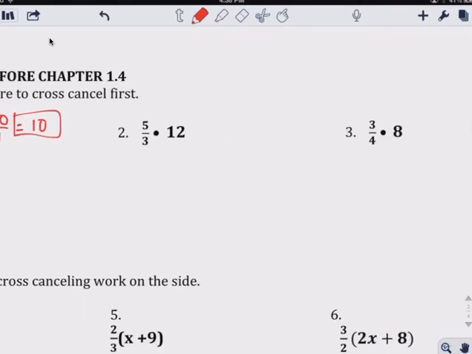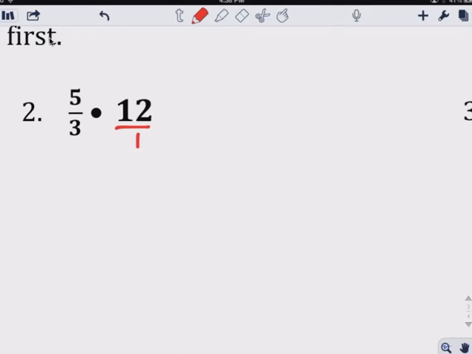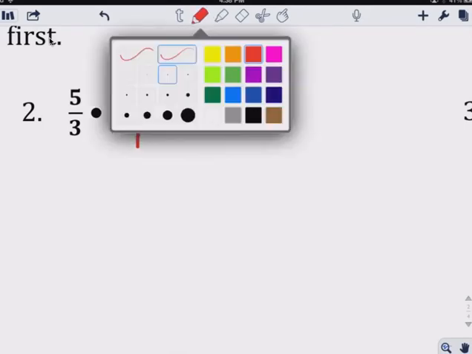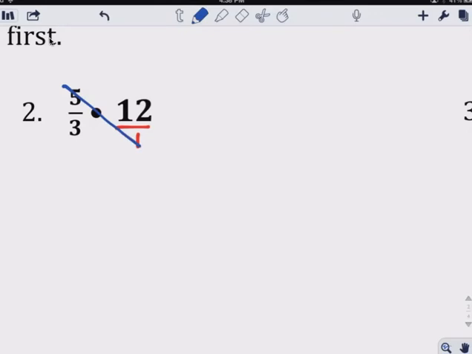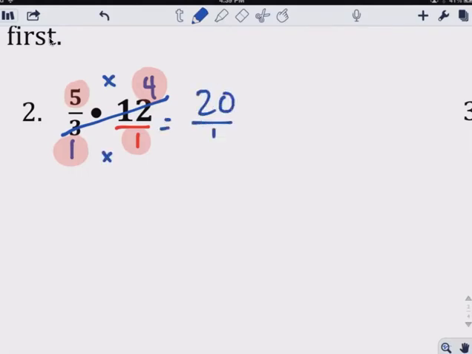Okay, number 2, you put it over 1. If you cross cancel 1 and 5, it doesn't change anything. Nothing can divide into it and change it, so it stays that way. So it stays a 5 and a 1. Nothing changes. 3 and 12 can be changed. They both can be divided by 3. 3 into 3 is 1 time. 3 into 12 is 4. Okay, these are the new numbers we use. We multiply them. We get 20 over 1, or just 20.